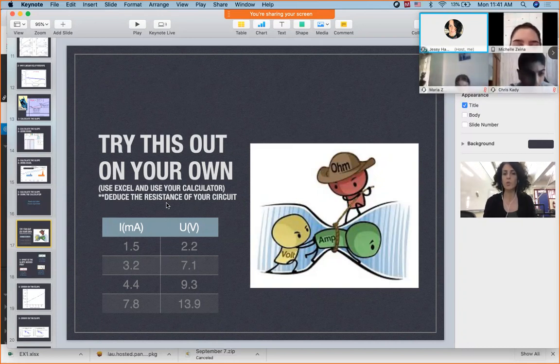The question is: deduce the resistance of your circuit. So please decide what to plot, I versus U or U versus I, and which one is going to be the slope, and how to find the resistance from your slope. Try it, it's super easy.